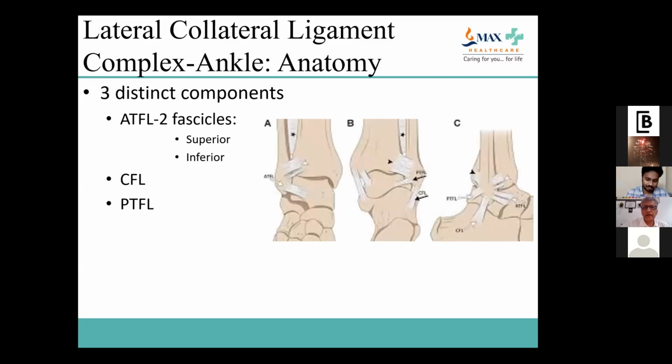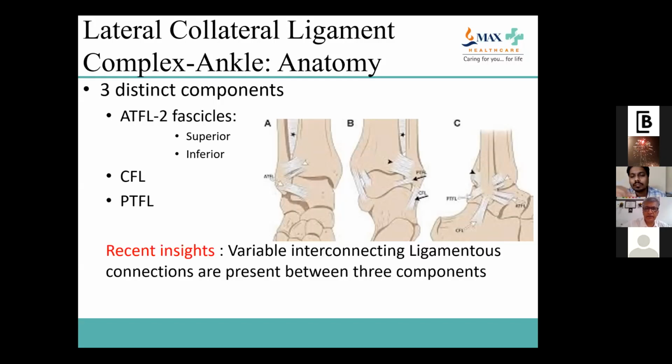We call it the lateral collateral ligament complex because it's not just one ligament. There are three distinct components. The anterior talofibular ligament, which is not itself just one ligament, has two fascicles, a superior and an inferior fascicle. Then we have the calcaneofibular ligament, CFL, and then the posterior talofibular ligament. So three distinct components of the whole lateral collateral ligament.